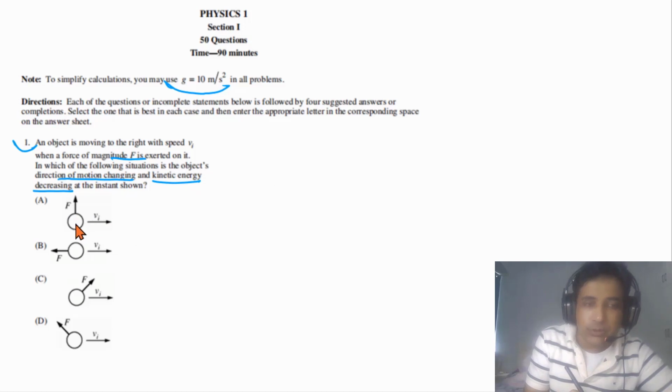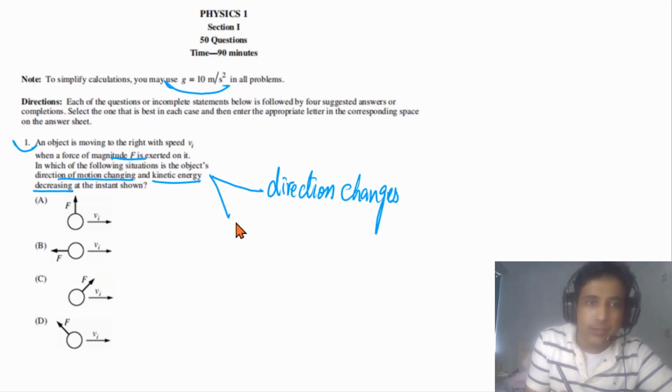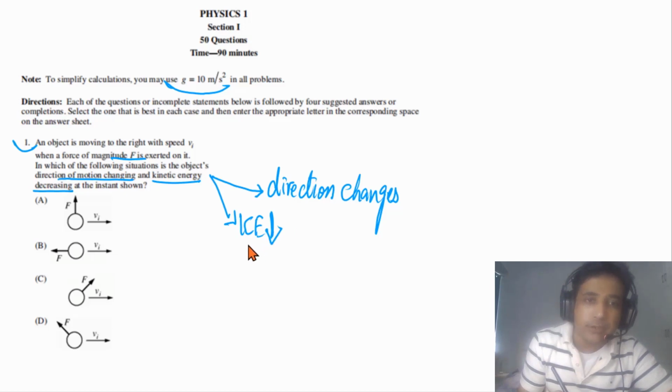In this case, as you can see, the object is moving to the right and the initial speed of the object is vi. We need to find out when the direction is changing. So these two things we have to consider: direction should be changing, and KE decreases. The direction of the object has to change when the force is exerted on it, and the kinetic energy of the object has to decrease. If kinetic energy decreases, it also means that speed has to decrease. So it means the object has to slow down.